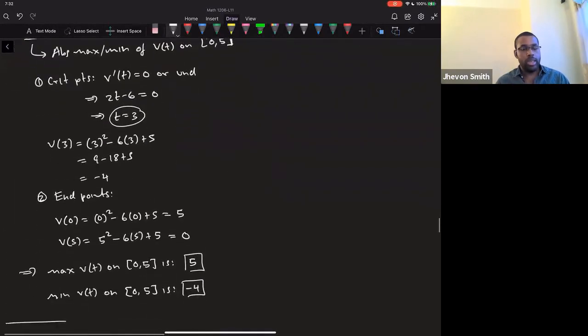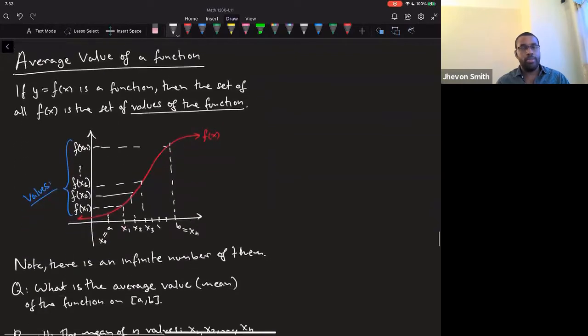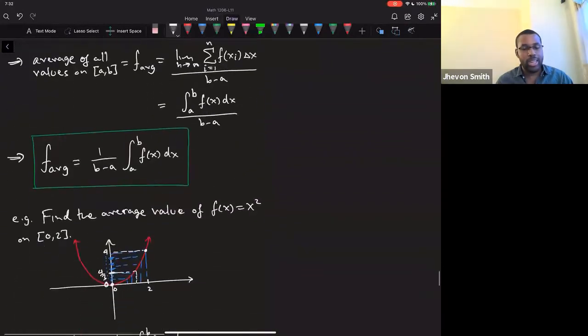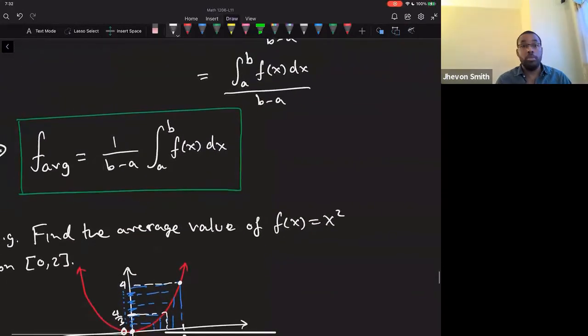Then we looked at the average value of a function. That's just what is the mean average output on some interval, right? If I look at the outputs of a function as just a bunch of numbers, what would the average of those numbers be? If I added up all those numbers and divided by the number of numbers there were, if it were possible for me to do that, what answer would I get? And it turns out that the answer you would get is given by this formula. It's given by an integral formula.